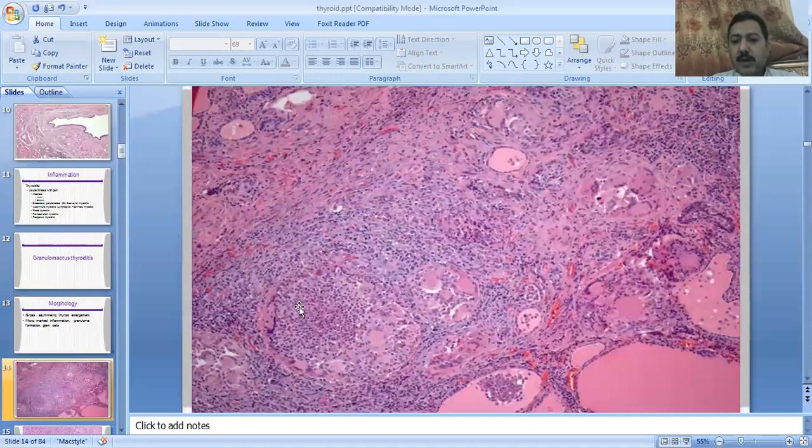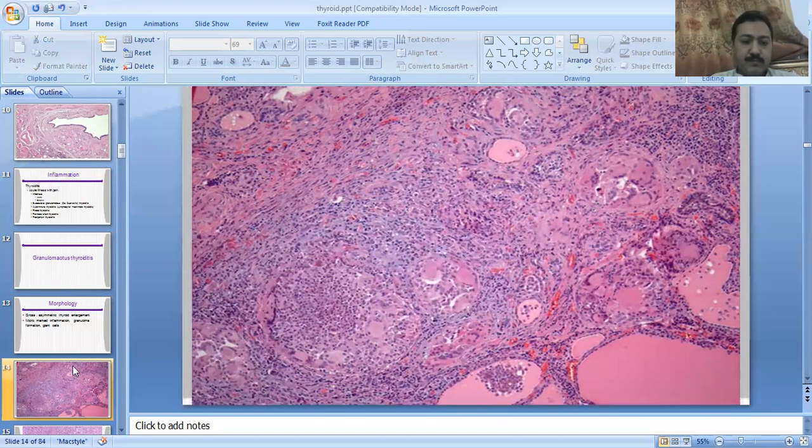This is the microscopic picture of de Quervain thyroiditis, or subacute thyroiditis, or granulomatous thyroiditis. This is the huge inflammatory process which occurs in the thyroid gland. These are thyroid follicles which are filled with colloid material. This is basically a granuloma in a circular form, and in between there is inflammation, and here you can see the giant cell.